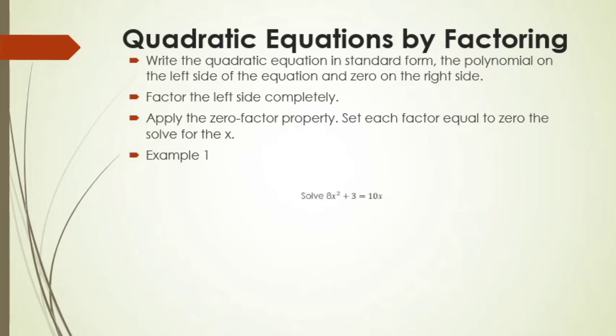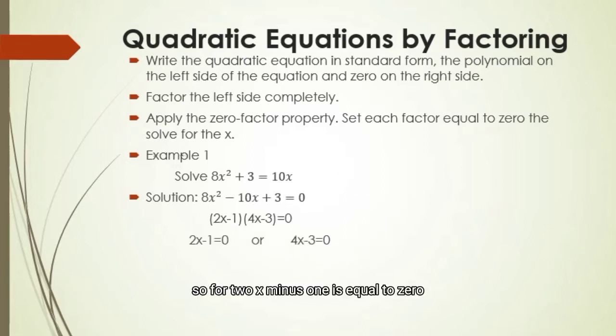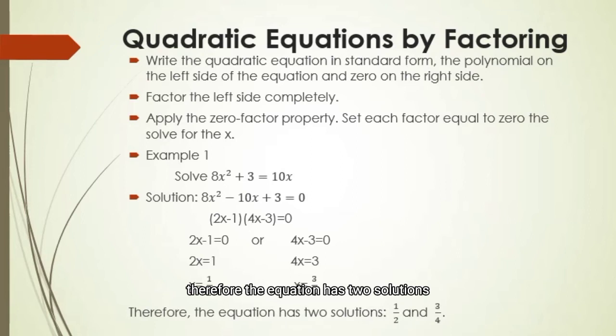Example number 1. Solve 8x squared plus 3x equals 10x. Solution: 8x squared minus 10x plus 3 is equal to 0. Factor: 2x minus 1 and 4x minus 3 is equal to 0. So, for 2x minus 1 equals 0, 2x equals 1, then x equals 1 half. Or, 4x minus 3 equals 0, 4x equals 3, and x equals 3/4. Therefore, the equation has two solutions, and those are 1 half and 3/4.